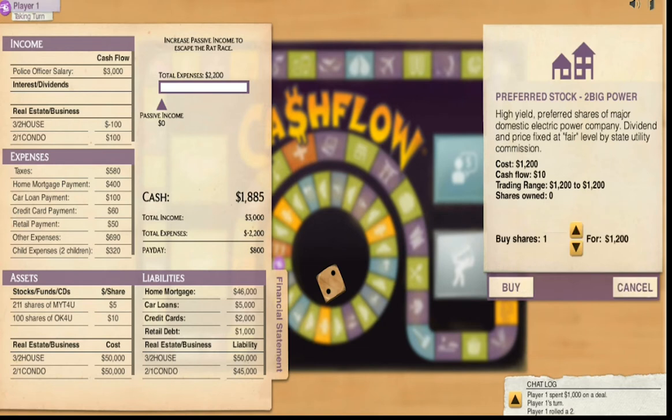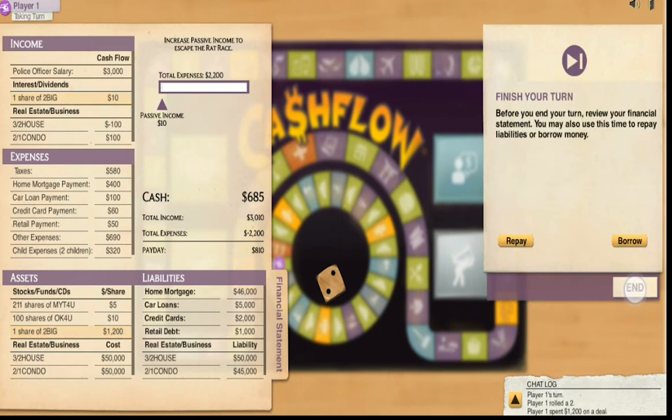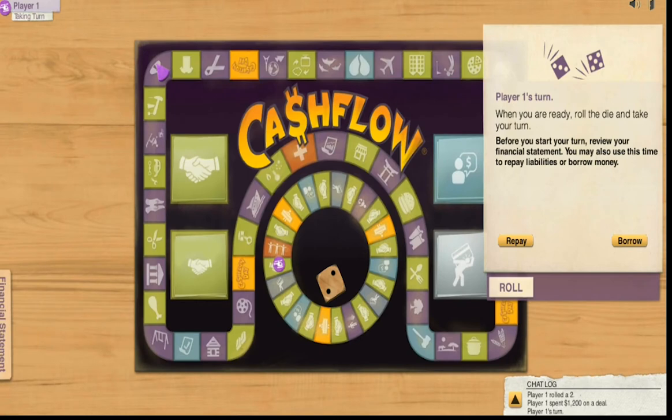Here cost was 1,200, cash flow 10, trading range the same. So I think it's not a bad deal, because it will give me cash flow, even if it's little, but it's okay. I will buy just one, because I don't have enough cash.